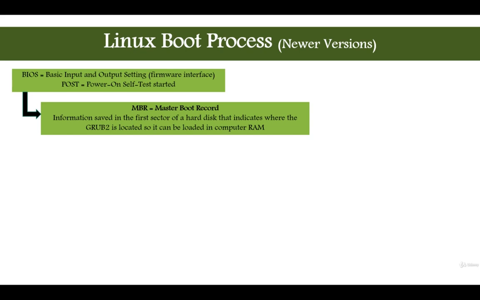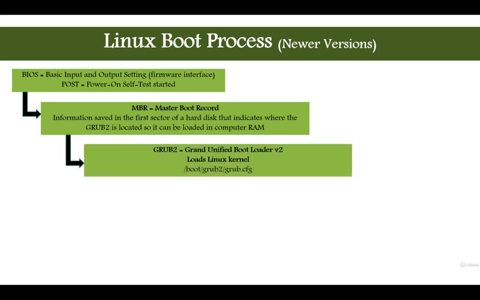MBR has the information of GRUB2, and GRUB stands for Grand Unified Bootloader. It is called 2, meaning version 2, and it is the successor of version 1, which doesn't have a number on it, it just says GRUB. So basically, GRUB2's job is to load the kernel, the Linux kernel, and that information is in /boot/grub2/grub.cfg, which is the config file.